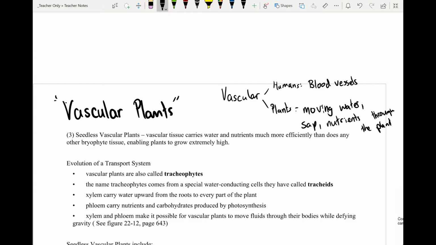that's what vascular and vascularized means. Before this, both mosses and algae didn't have this sort of vascular tissue, so it wasn't able to grow particularly high. So moving on, for seedless vascular plants, this is referring specifically to ferns. So seedless vascular plants have vascular tissue which carries water and nutrients much more efficiently than any other bryophyte tissue, allowing the plants to grow extremely high.